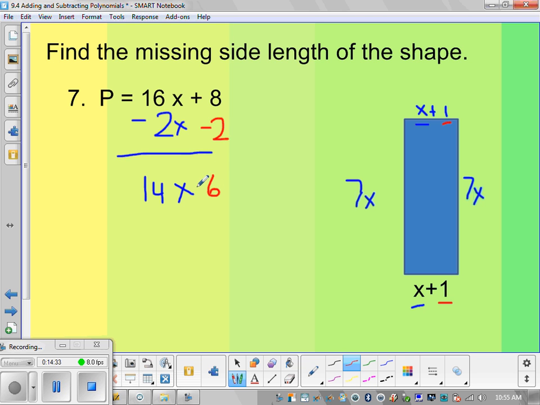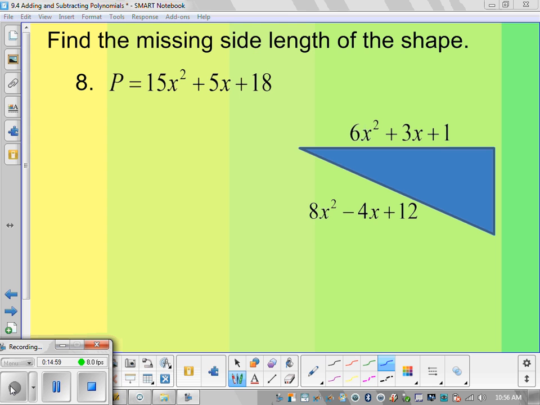Can you guess how we're going to split that evenly? We're going to put 3 here, and the other 3 over here. The question says to find the missing side length, which we did. It is 7x plus 3.